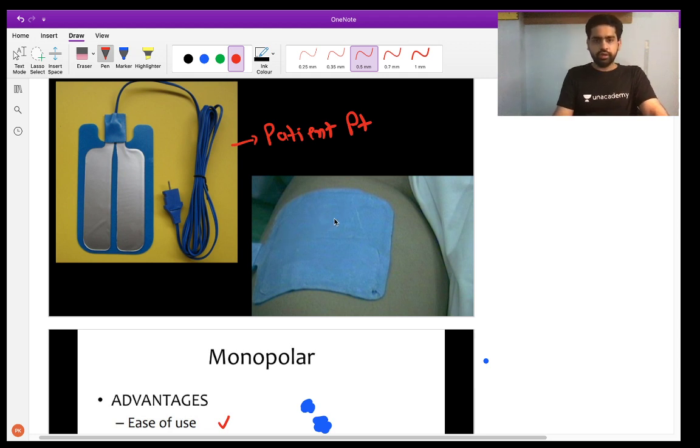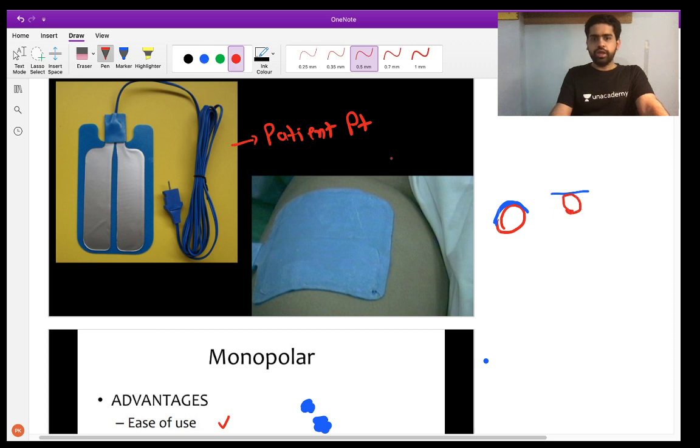If due to some reason this patient plate is detached from the body of the patient, what will happen? Let's assume this is the leg of the patient, and we are applying a patient plate over like this. Now due to some reason, if this gets detached from the body of the patient and it lies straight, this is the limb of the patient.